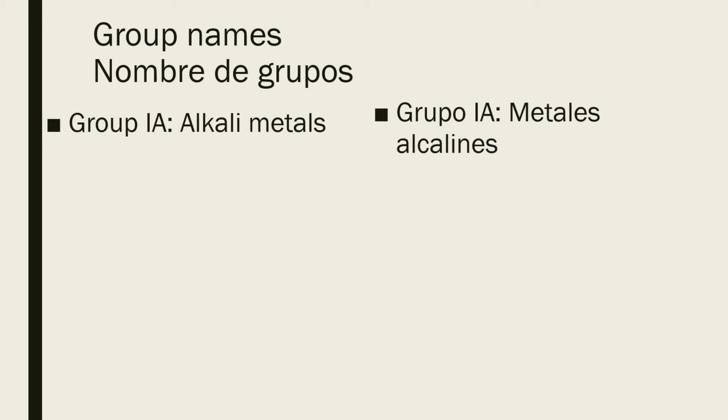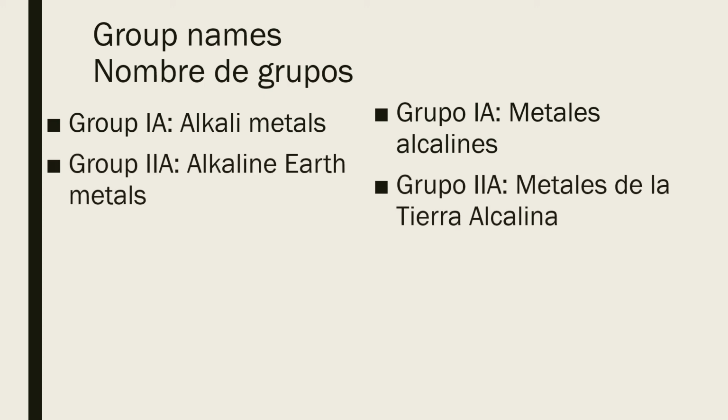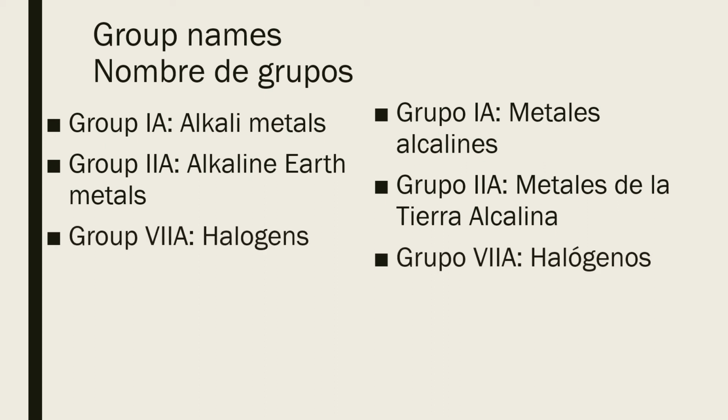The group names are as follows. Group 1A, again that's a capital I, and that stands for the Roman numeral 1. Group 1A, alkali metals. Group 2A, alkaline earth metals. Group 7A, 7 is because the V stands for 5, and each I stands for 1 each. So 5 plus 1 plus 1 equals 7.